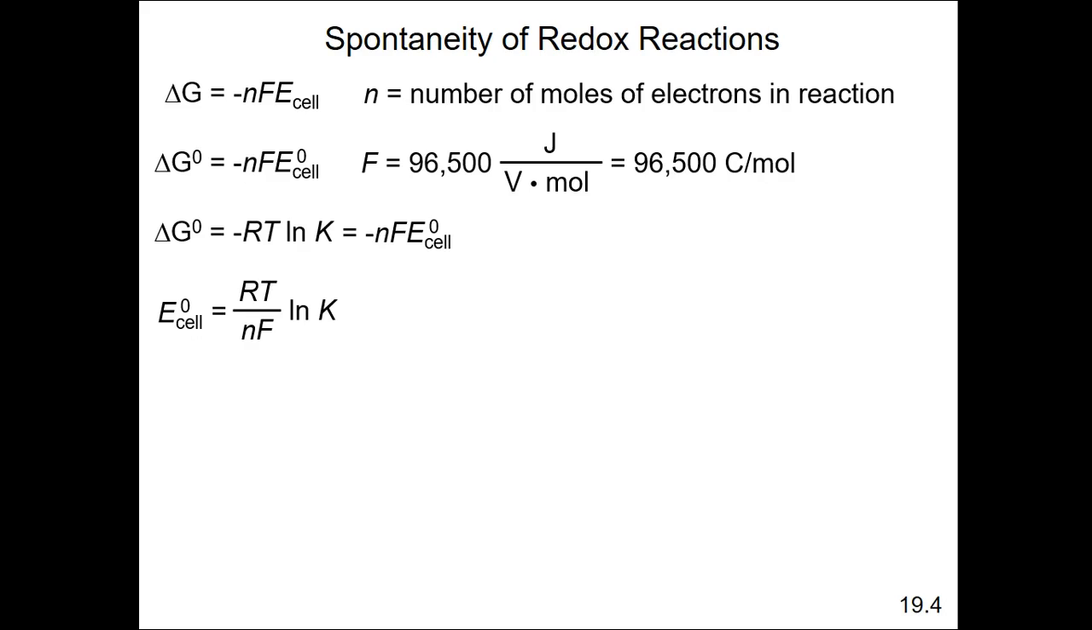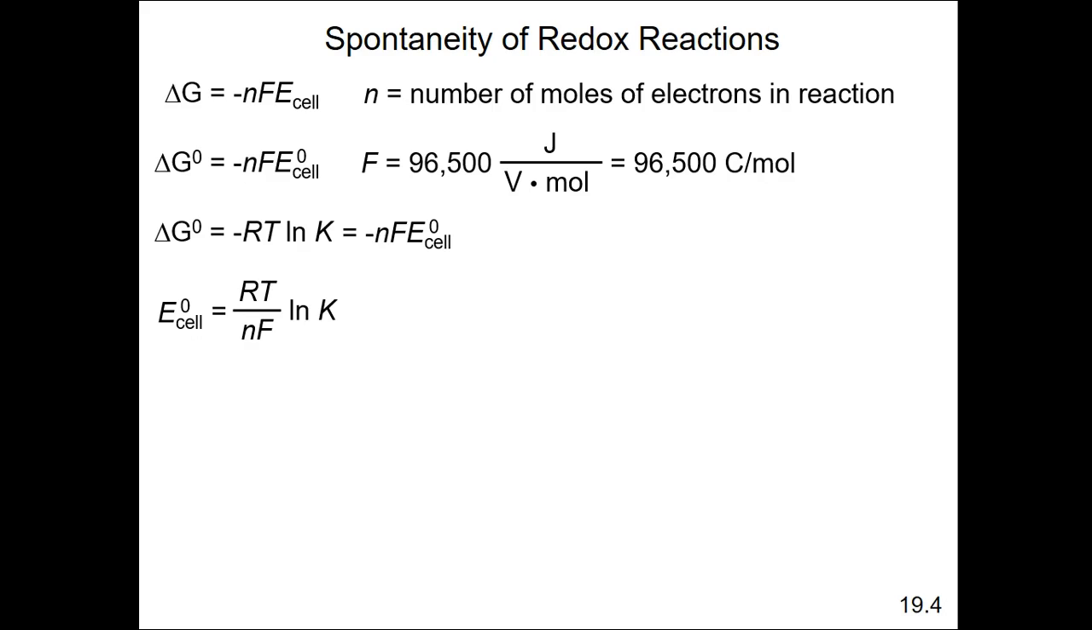So let's say that we decide to have the reaction occur at a constant temperature of 298 Kelvin. Well, we know R is a constant, that's the ideal gas law constant. And F is the constant, that's the Faraday's constant, which you can see up above.